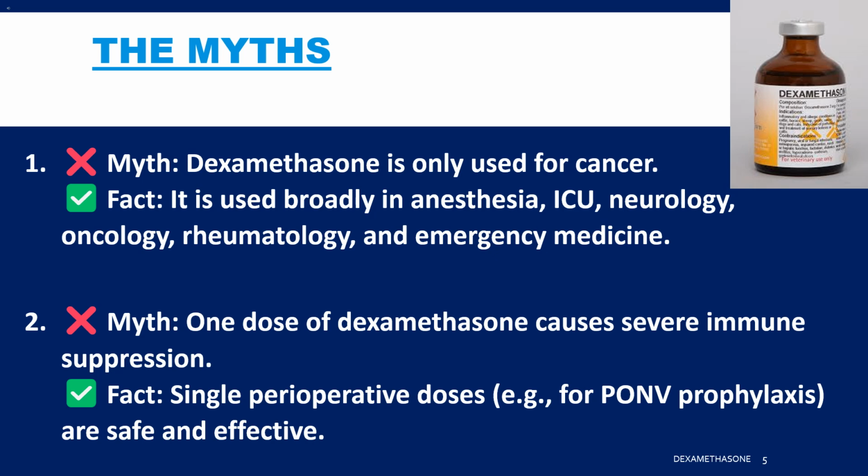2. Myth: One dose of dexamethasone causes severe immune suppression. Fact: Single perioperative doses of dexamethasone, such as those used for postoperative nausea and vomiting (PONV) prophylaxis, are safe and effective, and do not typically cause significant immune suppression.